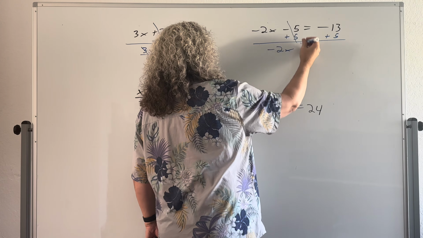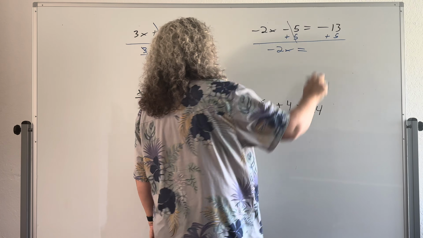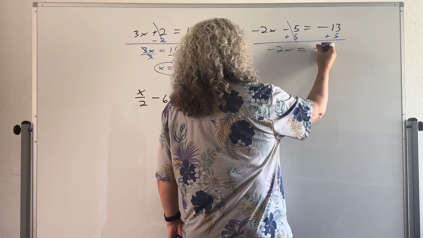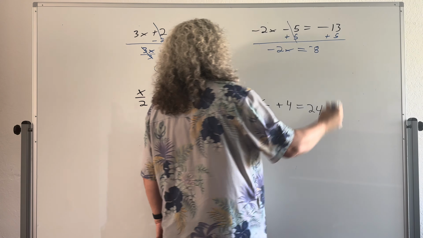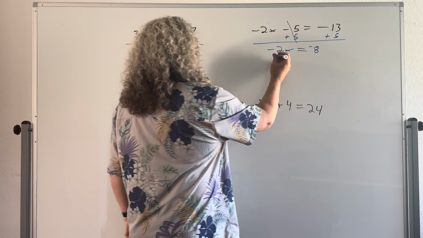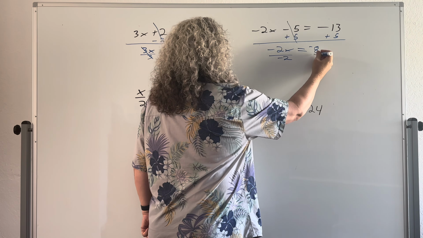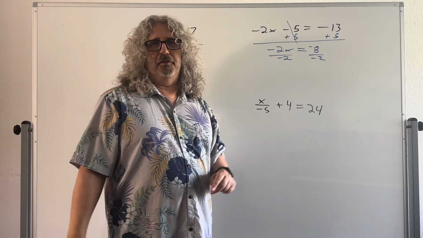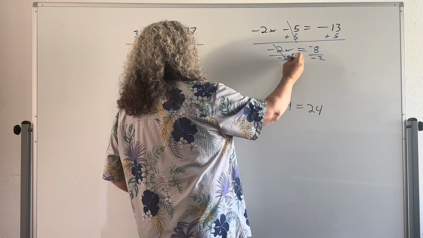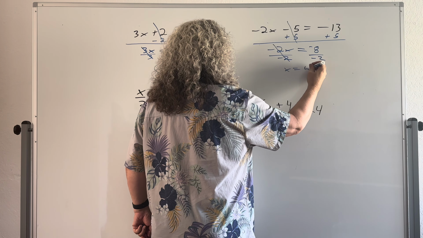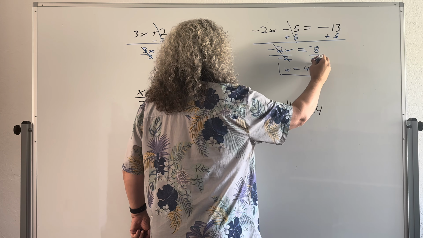-2x equals, what's -13 plus 5? Signs are different, so we subtract them, keep the sign of the bigger number. Now this is a one-step equation. Divide each side by a -2, not just 2, you've got to do the -2, and please write the negative every time. If you forget to write it, you're going to make a sign error. X equals negative times a negative is a positive, and I get a +4.